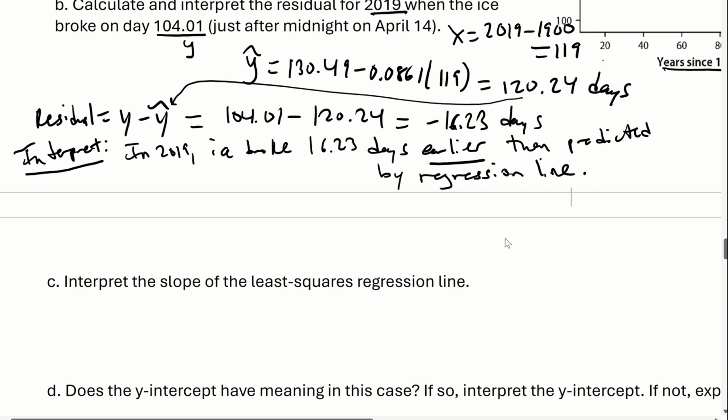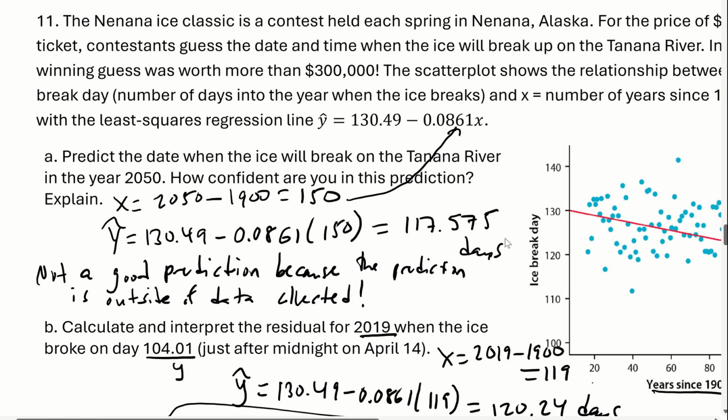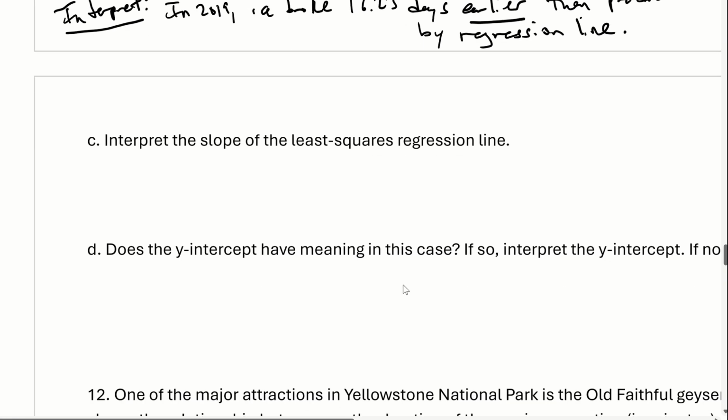All right, so interpret the slope of the least squares regression line. Okay, so this is the slope. The slope is negative 0.0861, right? Okay, so the slope is negative 0.0861 over an invisible one, right? Now, remember, slope is units of y over units of x, okay? So what are the units of y in this example? The units of y are the number of days, right? And the units for x is the number of years since 1900. So this is 1 year since 1900.